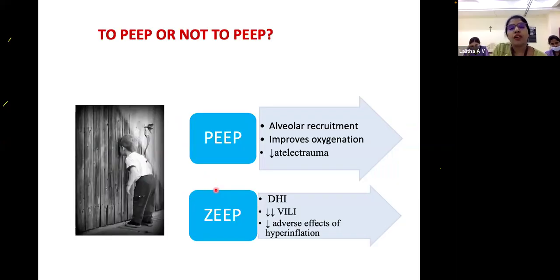So zero PEEP is harmful in bronchial asthma. Some amount of PEEP is required for alveolar recruitment, improves oxygenation and decreases atelectatic trauma. If you use zero PEEP, the dynamic hyperinflation can be reduced, but there will be increased work of breathing. So nobody recommends zero PEEP when you are ventilating bronchial asthma. Some amount of extrinsic PEEP should be set.